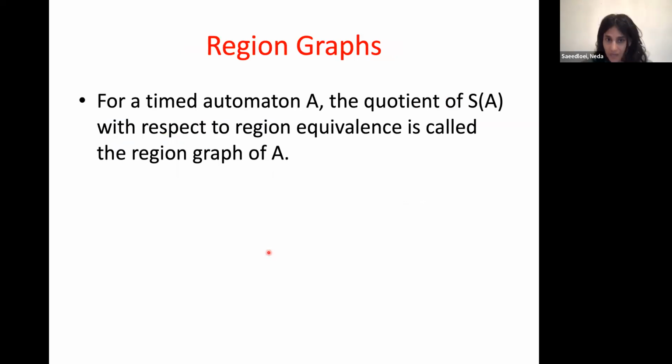So for a timed automaton A, we define the quotient of S of A. What was S of A? S of A was the state transition system of A.